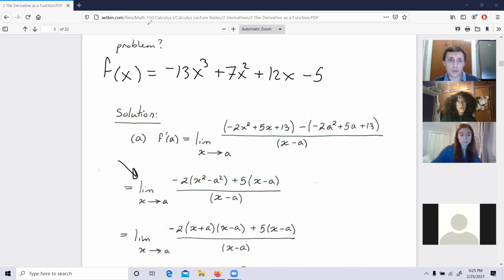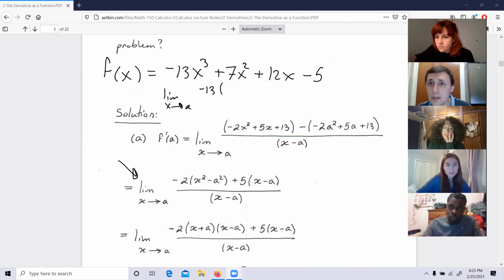So here is what you should be getting. If that was the function, it would be limit as x goes to a. It should be minus 13. Exactly. 5, be careful, 5 is wrong. The last, the constant will be gone. Yes, Grant, exactly. Exactly, here you go.